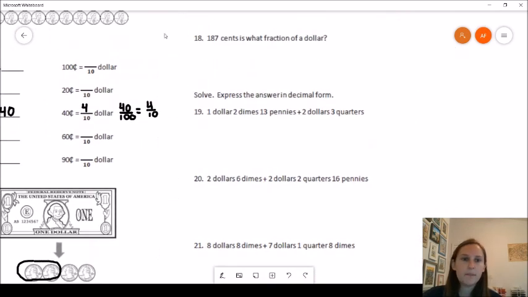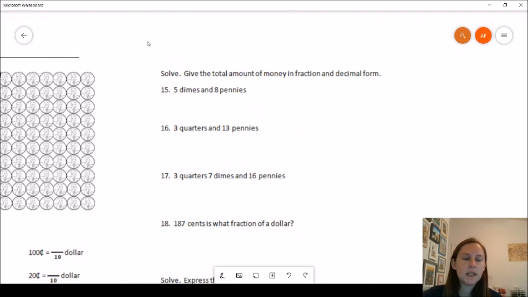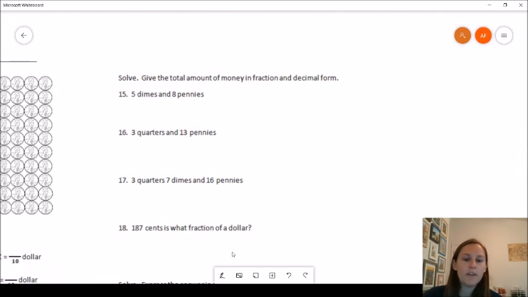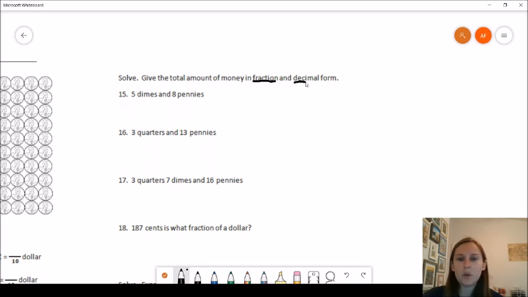Now, when we get to the back page of our problem set, the directions are going to be a little bit different. If we go up to the directions, it says solve, give the total amount of money in fraction and decimal form. So we want to make sure that we're writing each of these as a fraction and as a decimal. So let's take a look at 15. Let's say we have 5 dimes and 8 pennies.